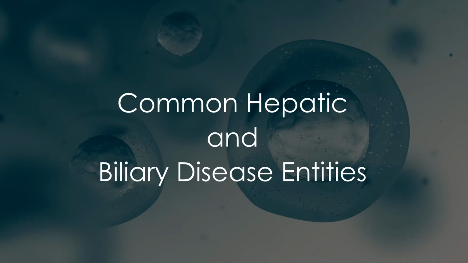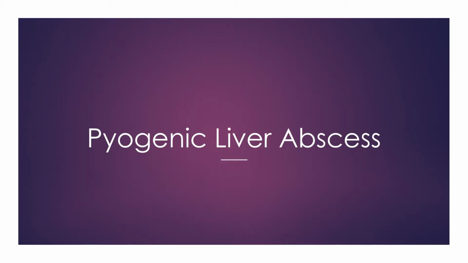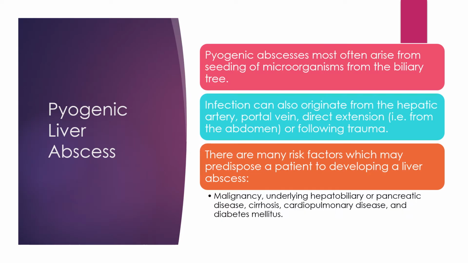So pyogenic liver abscess. We all have managed or at least seen pyogenic liver abscess. Infections that arise through liver abscesses can originate from the hepatic artery, portal vein, or from direct extension from the abdomen or secondary to trauma. Many conditions predispose patients to develop liver abscesses: underlying malignancy, underlying hepatobiliary disease, pancreatic disease, cirrhosis, cardiopulmonary disease, or diabetes. Clearly, it's not a comprehensive list, but some of the conditions that put them at risk.